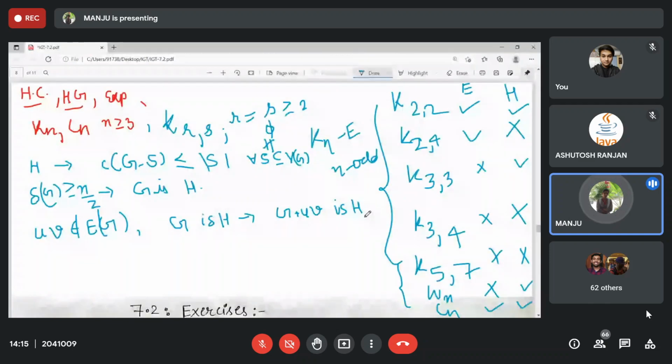Now, if this is Hamiltonian, then you want to prove the other is Hamiltonian. This will be proved with the help of degree of U plus degree of V being at least n, right? For the reverse case, we need this extra condition. Okay? So that is your 7.2. Any doubt?